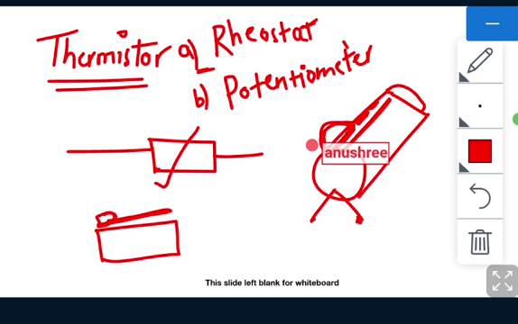Then you have to write it's a semiconductor device which is used for amplifying electronic signals. Yes. Okay, I've written that down.